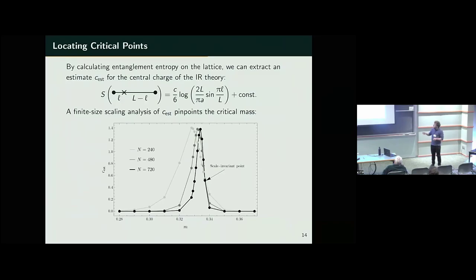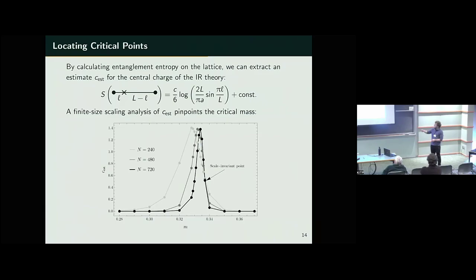Now, if we do this for the one flavor case where we expect a c equals 1/2 critical point, it's a little confusing at first because these curves blow right past 1/2 and get up quite a bit higher. But really what we should be looking at is not the peak of these curves, but where they intersect, this scale invariant point, where as I increase the number of sites, I'm not changing this estimated central charge. So this gives me a really strong estimate of where the critical point is.